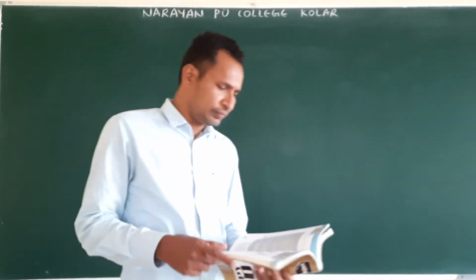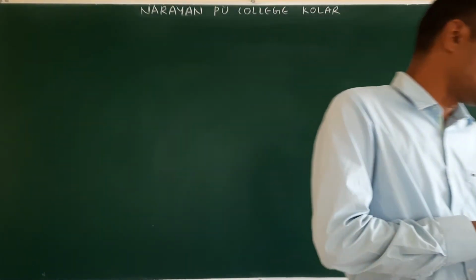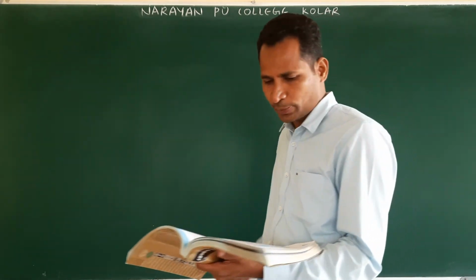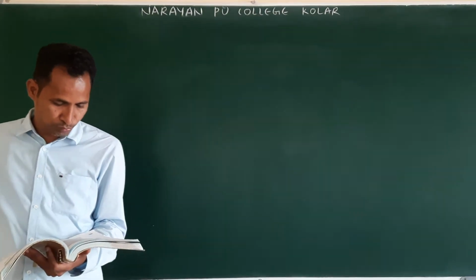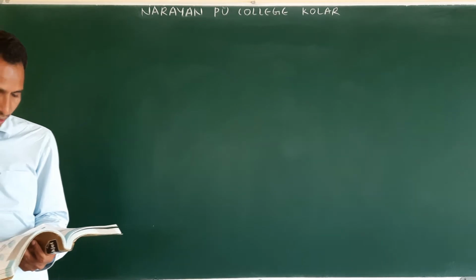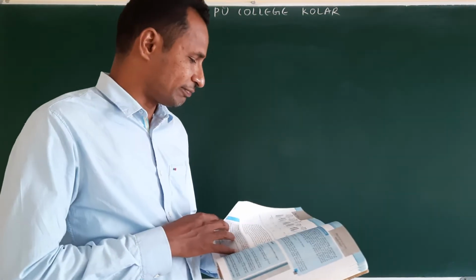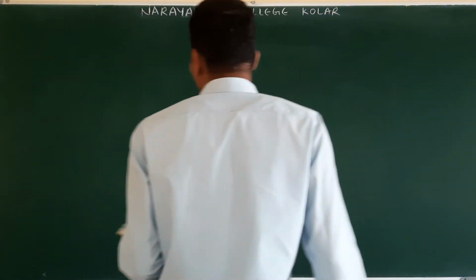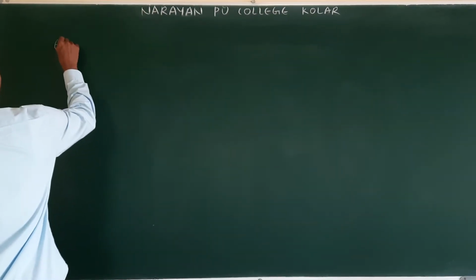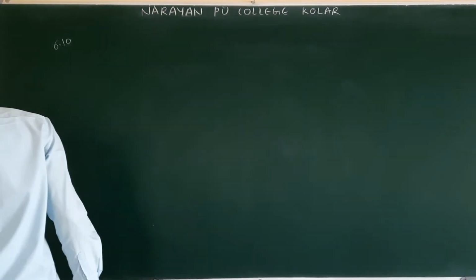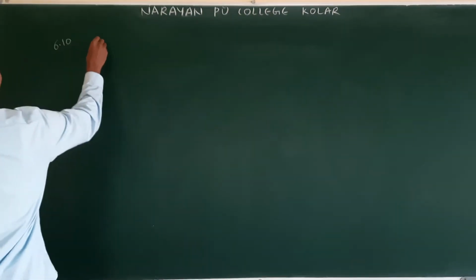Good morning, friends. Last class we have seen example problem 6.10. What is the magnetic energy and magnetic energy per unit volume? B square by 2 mu naught. Next, AC generator. Next discussion 6.10 AC generator.